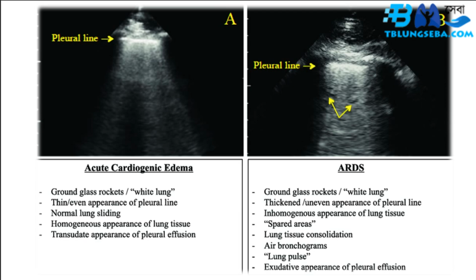ARDS: ground glass rockets, white lung, thickened, uneven appearance of pleural line, inhomogeneous appearance of lung tissue, spared areas. Lung tissue consolidation. Air bronchograms. Lung pulse. Exudative appearance of pleural effusion.